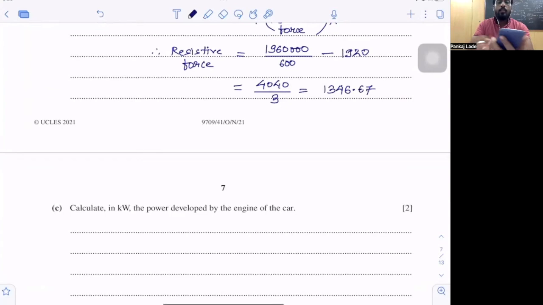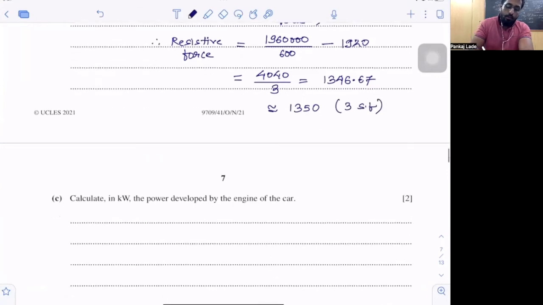1346.67. Now, as you know, whenever you have a decimal value, you want to write it up to 3 significant figures. So there are 1, 3, 4, and then 6.67. I just need the first 3 digits. After 4, what number can you see? It's 6, which is more than 5, so 1 will get added to the previous number. So this is 1350, which is 3 significant figures. That's what the answer is.